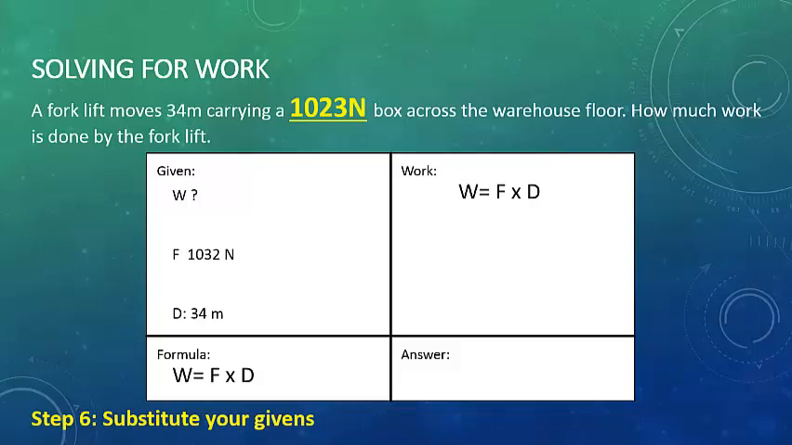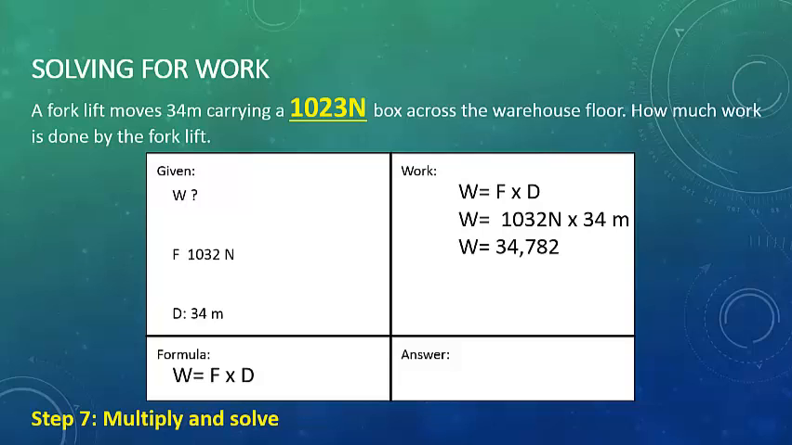So now we can substitute our information. W stays the same because we don't know what that is. Now we plug in our force, which is 1,023, times 34 meters. Then we multiply and solve. That gives us 34,782 for our answer. Now that we got our answer, we can plug it into our answer box.